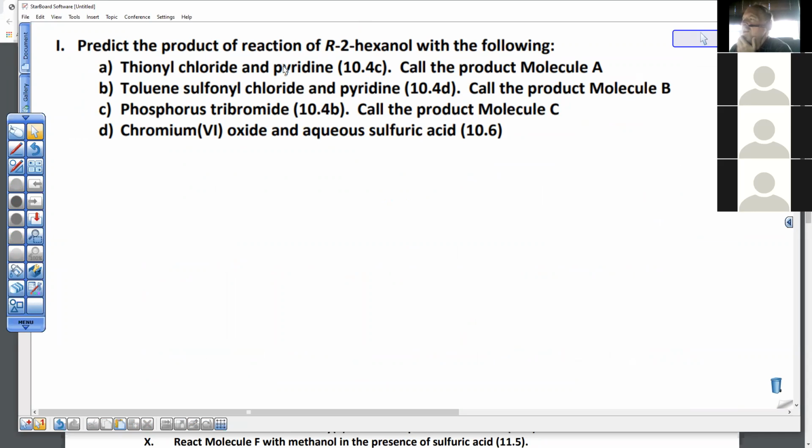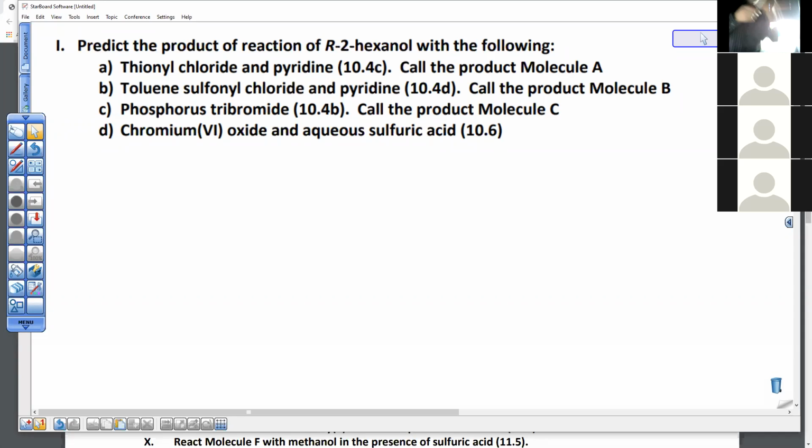In each of these, starting ones later in the assignment, which is typical for this course, you have to do a mechanism for the reactions too. So we're going to just do it that way. And you're saying, how do I even get started on this? Well, we got to find section 10.4C in the textbook, look at the mechanism there and try to generalize it for 2-hexanol.